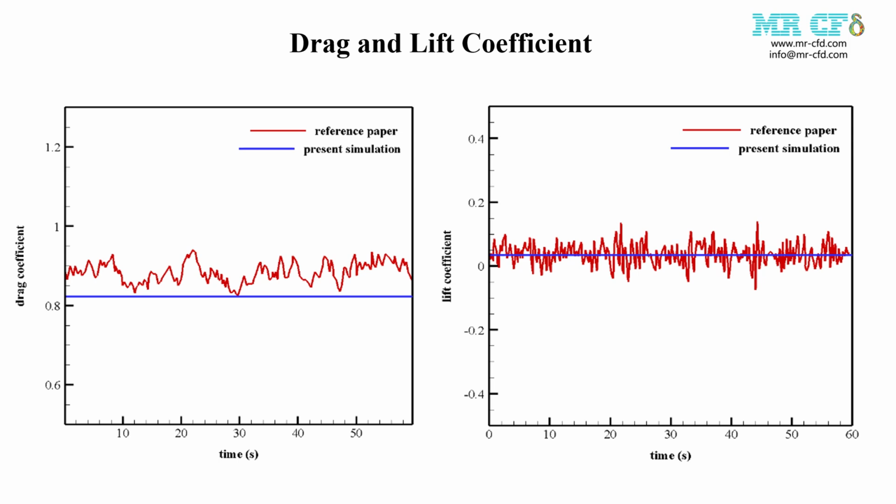Here you can see comparing the simulation results drag and lift coefficient to the reference paper. The drag coefficient in the simulation is relatively constant at about 0.83, while the reference shows more fluctuation around a similar mean. The lift coefficient in both cases oscillates around 0, with the simulation showing less amplitude in the oscillation.